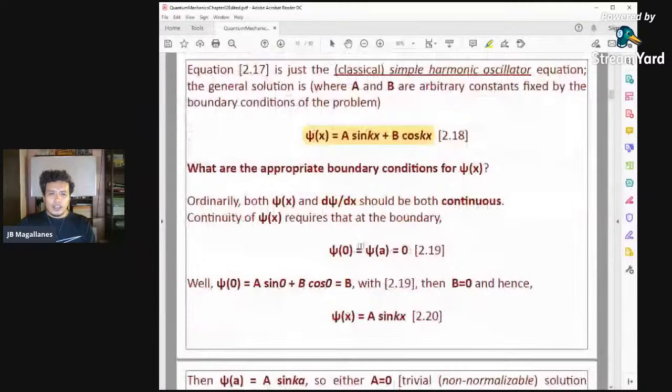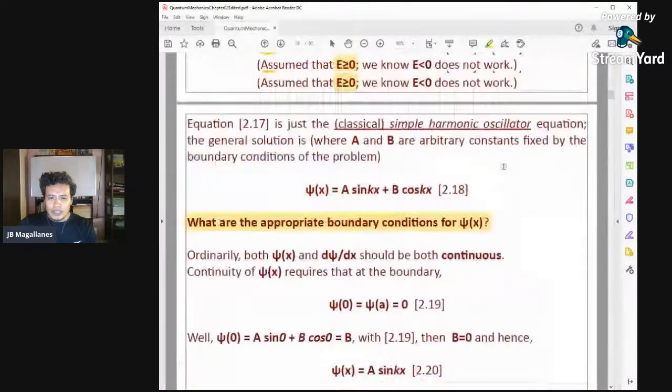So what are the boundary conditions of the particle? What are the boundary conditions? Again, here the particle is bounded.